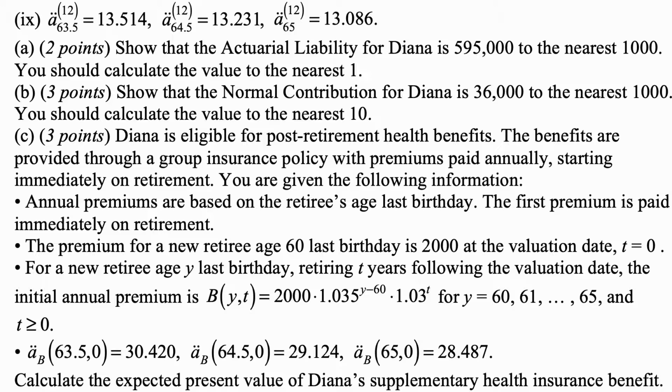A double dot B 63.50 is 30.42. A double dot B 64.50 is 29.124. A double dot B 65.0 is 28.487. Calculate the expected present value of Diana's supplementary health insurance benefit.